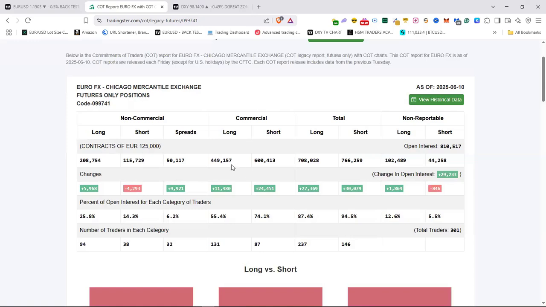Okay. Commercial, the same thing. Their long is very small, 448, 449, and their short is 600. That is almost 50% of their long. It tells you something. So Euro USD, Euro may actually range because of these variations. This is almost 50%, so they're almost like equilibrium. That's why you're looking at total long is 708 and total short is 760. So short is higher than long. You see the variations now.